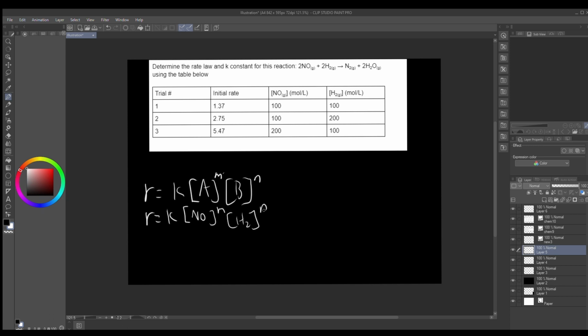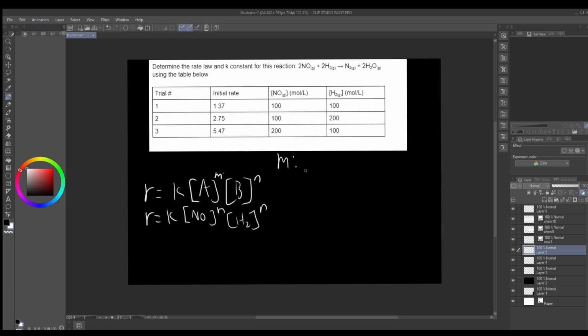And so now what we're trying to do is find the concentration of... sorry guys, my computer just keeps crashing for some reason. So yeah, anyways, where were we? So now we put A as NO and B as H2. And so now we can start solving for our missing exponents.